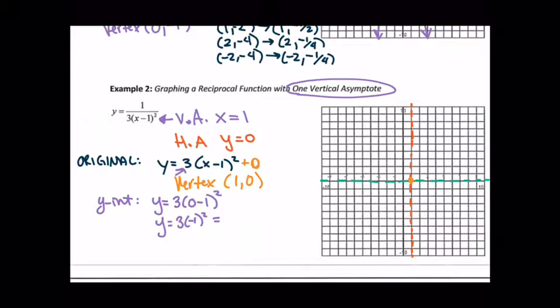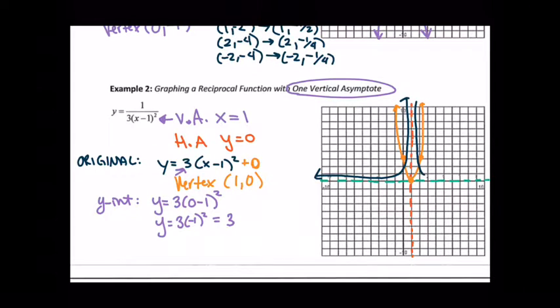This will give me my y-intercept to be 3. So then we can plot 3 on the y. And then we can just put it symmetric on the other side. So my original graph is going to look like this when you open up. Graph will look like this. So again, it's getting close to those asymptotes, but never touching them.